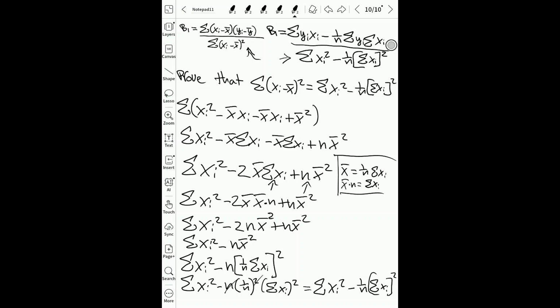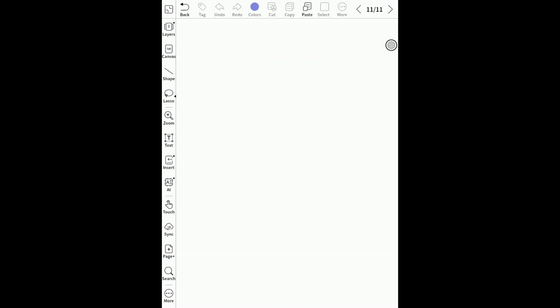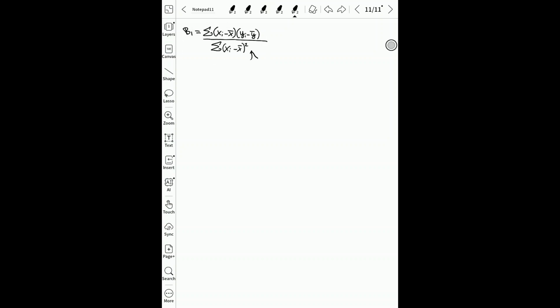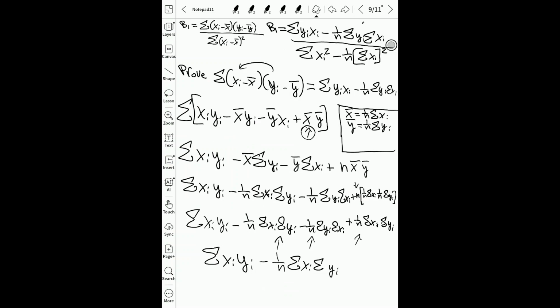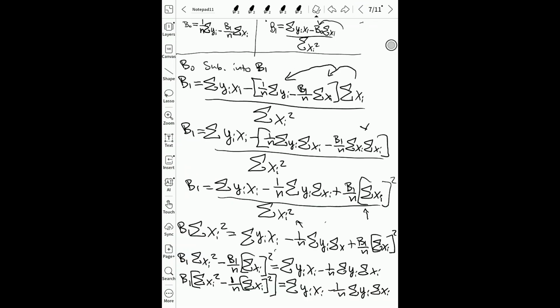We can accept that this equation here, go ahead and copy that out. We can accept that this equation here is true, which is awesome. And we can go back to the last equation we had for beta naught, which is this one here.